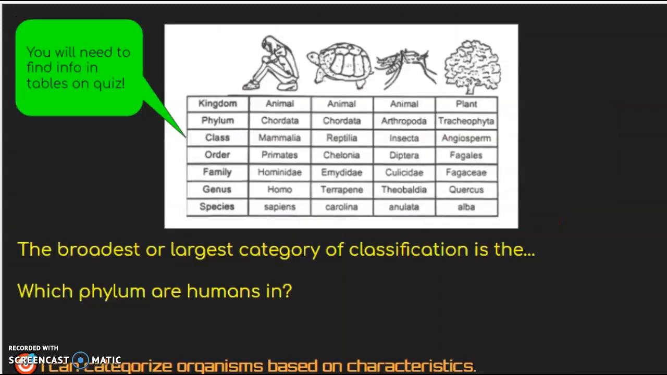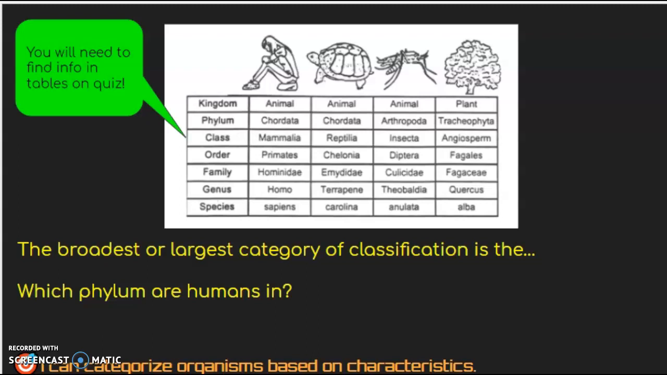So today's mind stretcher has you looking and interpreting a table, and you'll see on Thursday that using data tables and reading data tables is common in quizzes and very common in science and other subjects. So the mind stretcher asks, what is the broadest or largest category of classification? And so you would use the data table. And when they say broadest, they mean most diverse, has the most organisms in it.